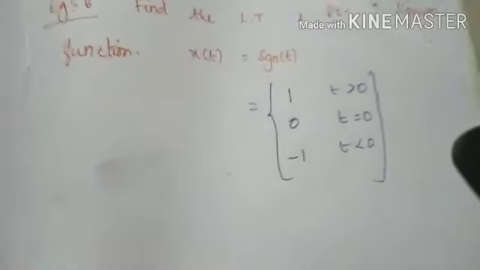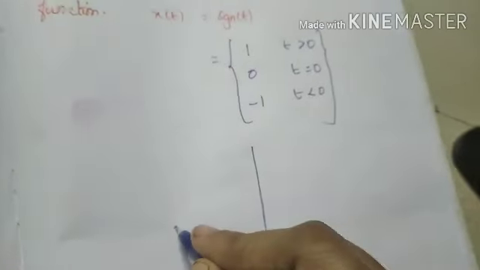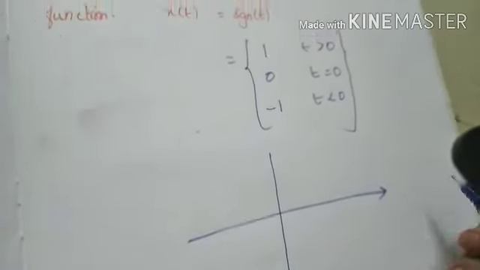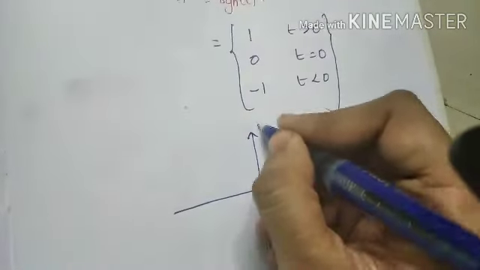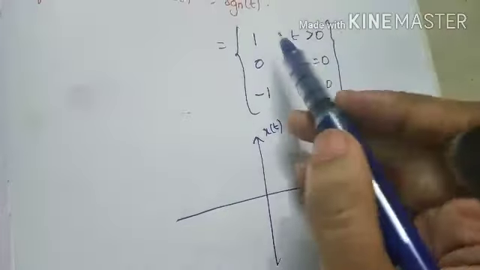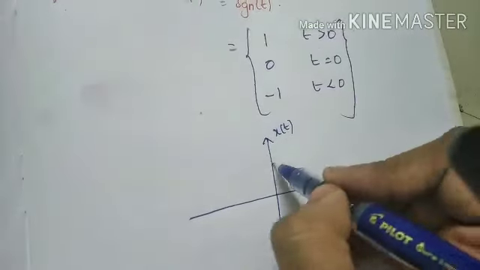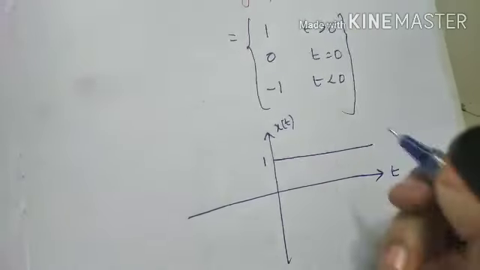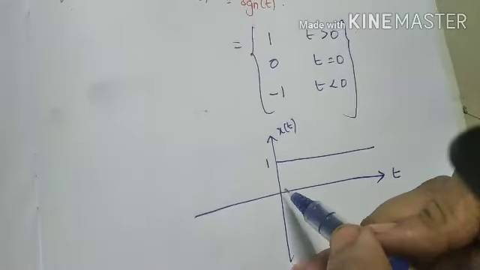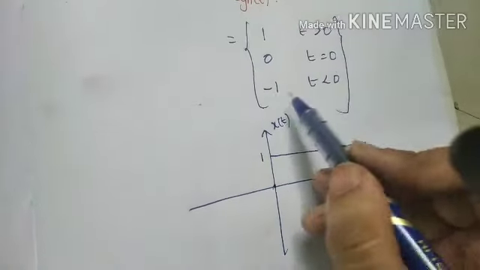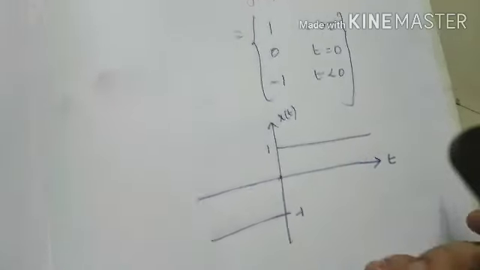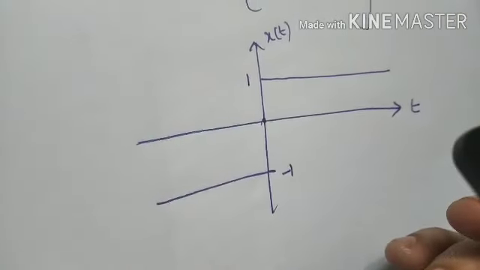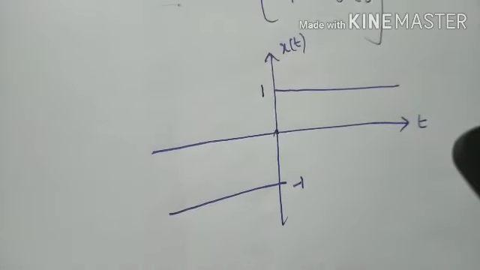These are the values. Now we will plot this signum function. These are all important functions, so I have selected them here. This is our x of t, right? So 1 for t greater than 0, then 0 for t equal to 0, and minus 1 for t lesser than 0. This is the graph for the signum function.